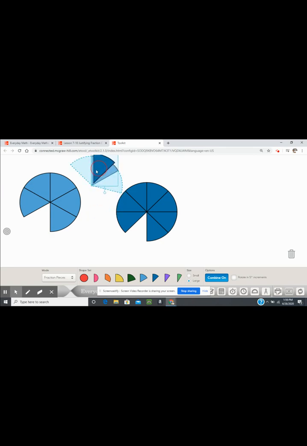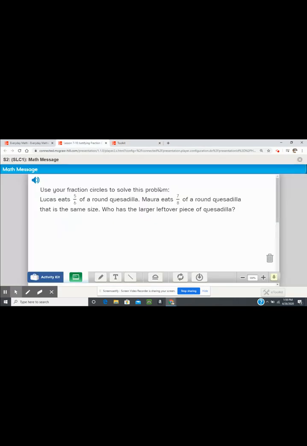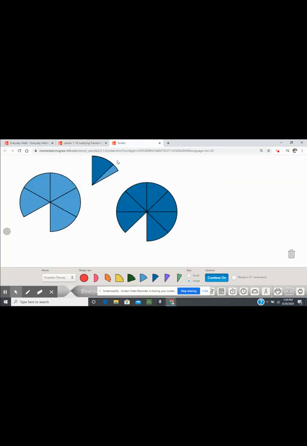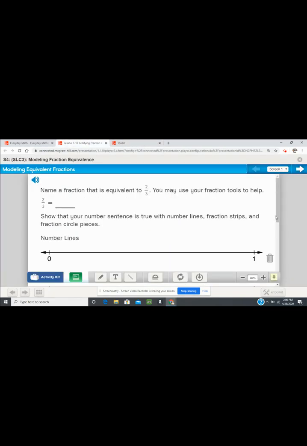If I stack them on top of each other, or whose leftover piece is the most, I see that Lucas' leftover piece is bigger than Mura's. So going back to our question, Lucas eats 5/6. Mura eats 7/8 of the same size of a quesadilla. Who has the bigger leftover piece? We saw that that was Lucas. In this lesson, we're going to focus in on modeling equivalent fractions.